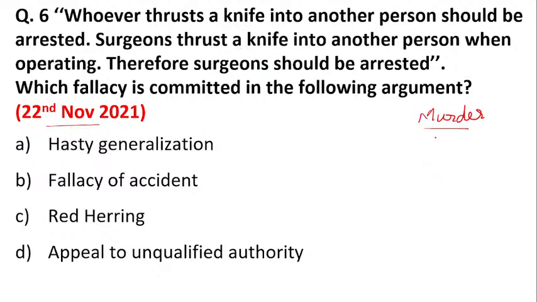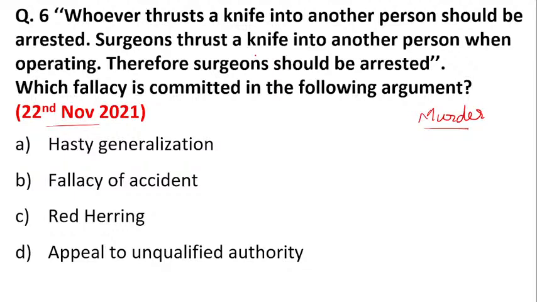But surgeons also use a knife, but what they are doing is operating on people. For example, somebody has a tumor in their body. With the help of a knife, they do a lot of operations and remove whatever tumor they have. So, if a person is putting a knife into another person, he should be arrested. Do you think a surgeon should be arrested? No, because a surgeon is using a knife to treat sick people. So there is a fallacy committed in this statement.